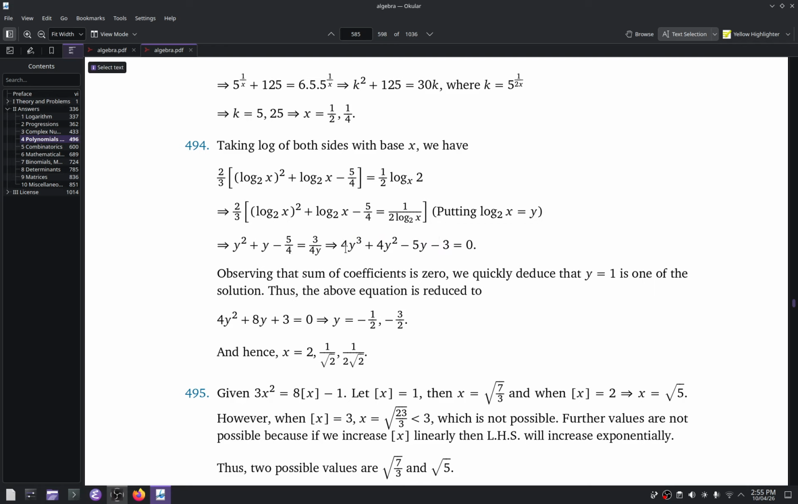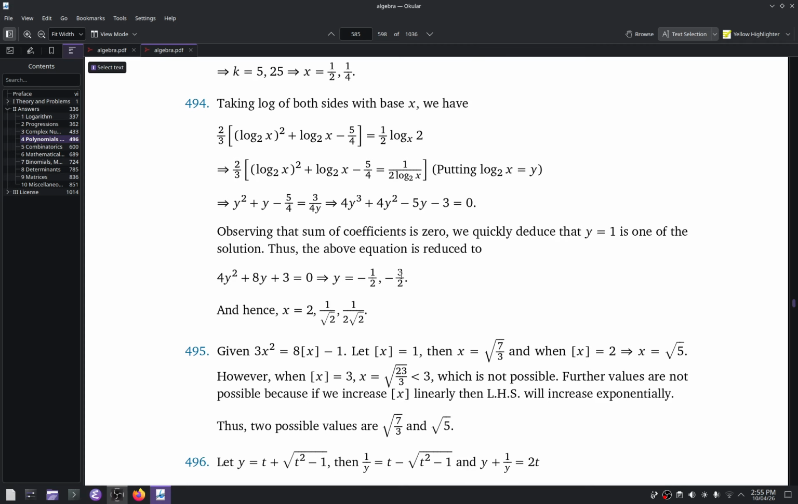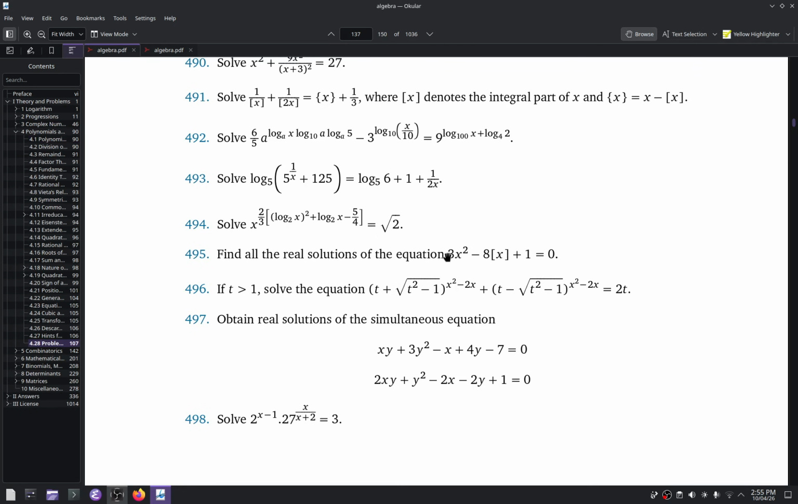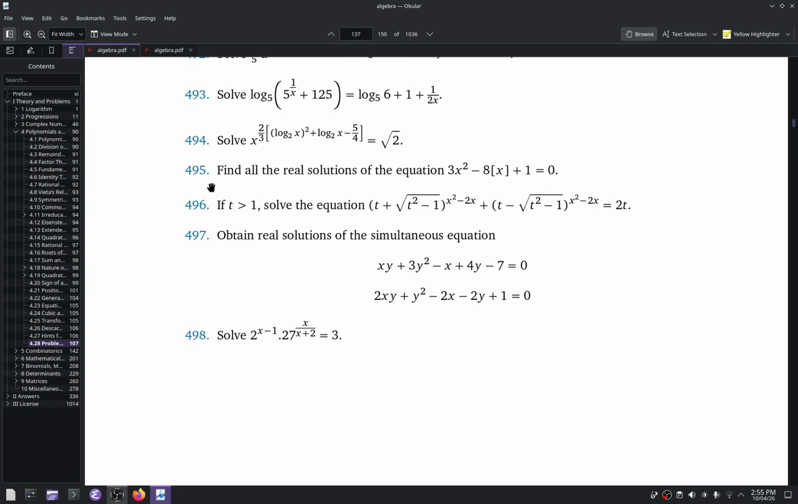So we get this equation. Whenever you have such an equation, look at the coefficients first. The coefficients here are 4 plus 4, 8, minus 5, minus 3. If the sum of coefficients is 0, clearly 1 will be one of its roots. So we divide this entire thing by y minus 1. We get 4y square plus 8y minus 3, giving two remaining factors, minus half and minus 3 by 2. So y is equal to 1, and then minus half and minus 3 by 2 are two other solutions. So we have three values of x, that is 2, 1 by root 2 and 1 by 2 root 2.